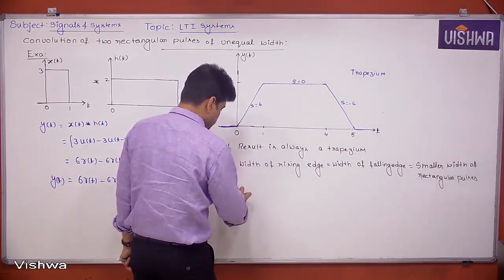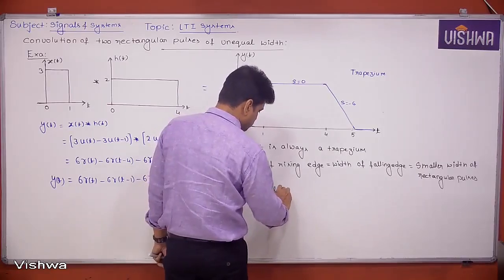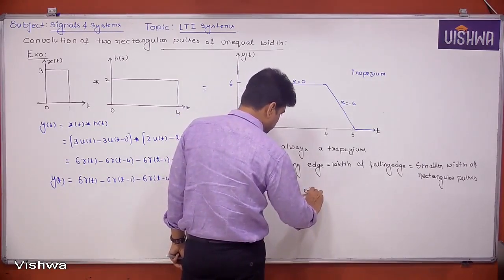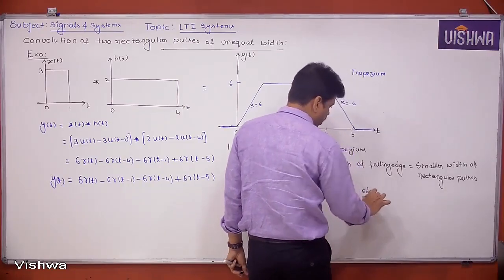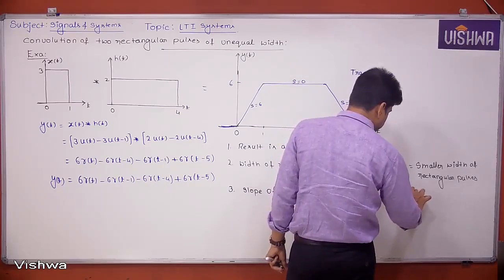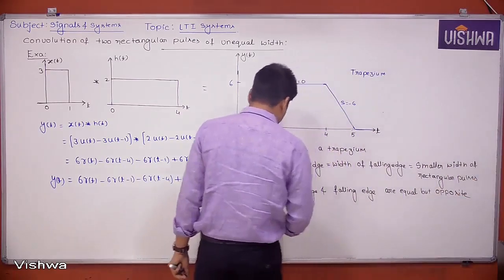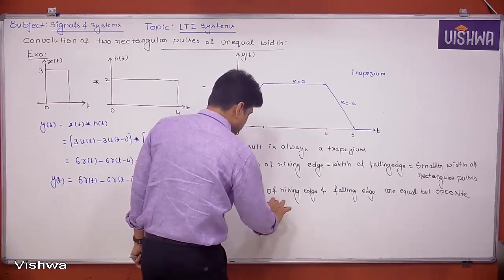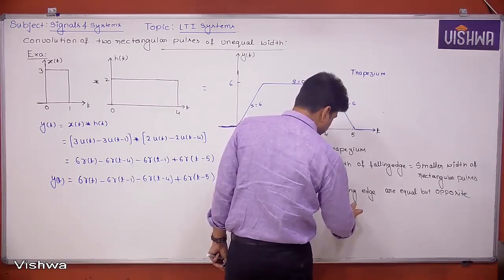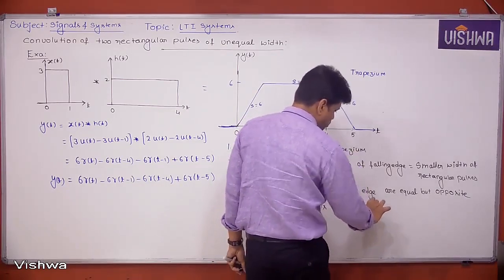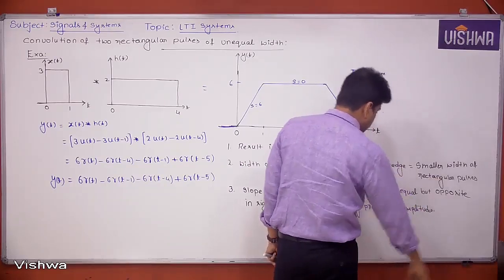Next, third point. Slope of rising edge and falling edge are equal but opposite in sign, and slope is given by product of amplitudes. These are the points we have to remember.